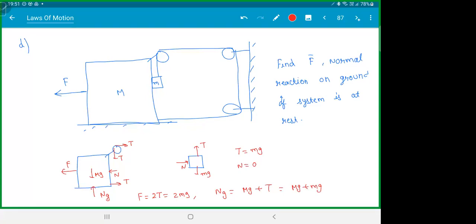Yeah, right, Ronak. Because horizontally there is no other force to balance. There is only one single N in the horizontal direction. So that is 0.